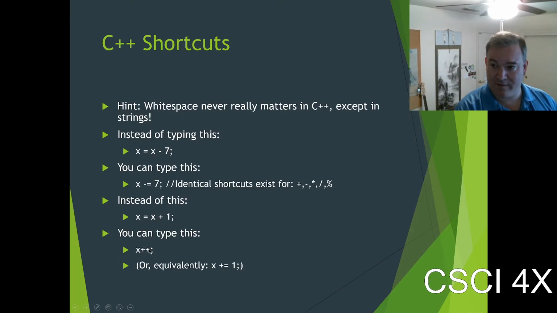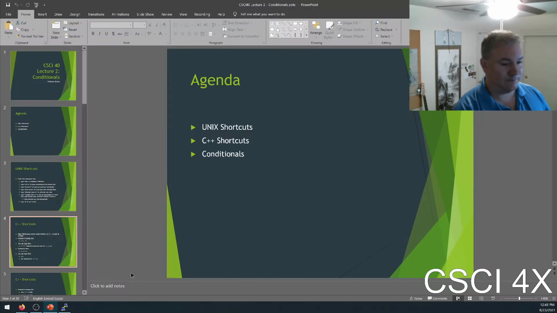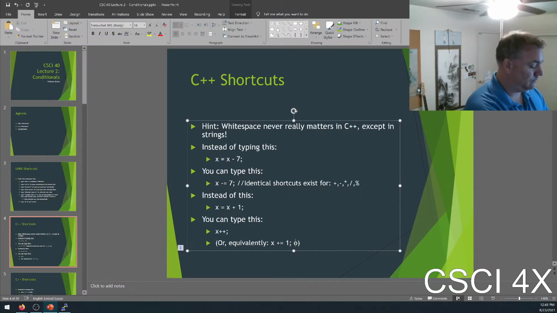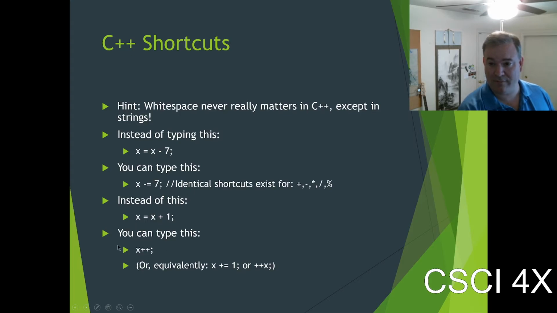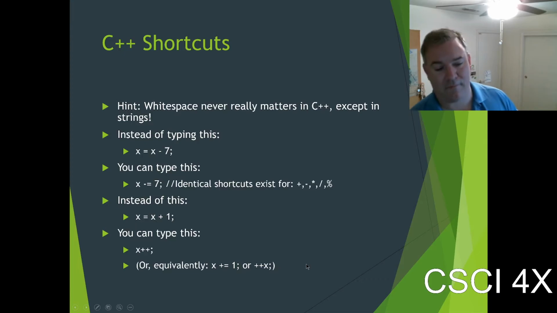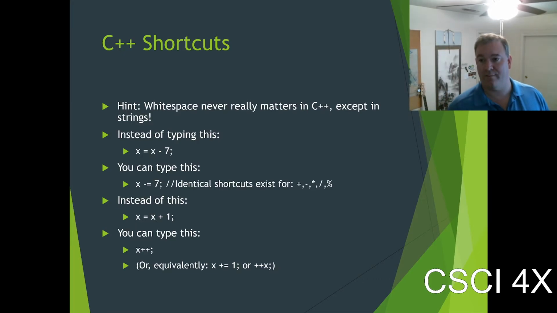And if you typed plus plus x, it would do the same thing. When it's by itself, they're identical commands. And then there's x minus minus to go down 1. There's minus minus x to go down 1 as well. The difference between x plus plus and plus plus x only matters when you combine it with something else. Like x is equal to x plus plus times 5 plus plus plus x.